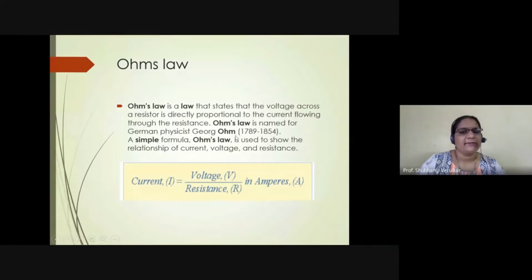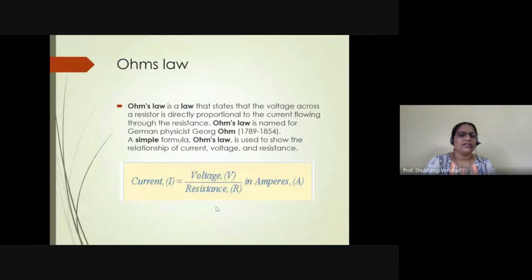So it's directly proportional to current. Ohm's law is named after the German scientist George Ohm, 1789 to 1854. Its simple formula builds a relationship between current, voltage and resistance. The same formula we are writing in a different way, because we have to work on the term that is current and resistance. So current is equal to voltage divided by resistance, and current we measure in amperes.